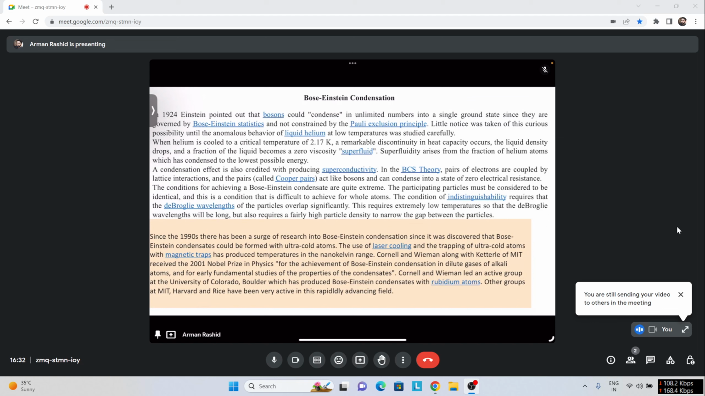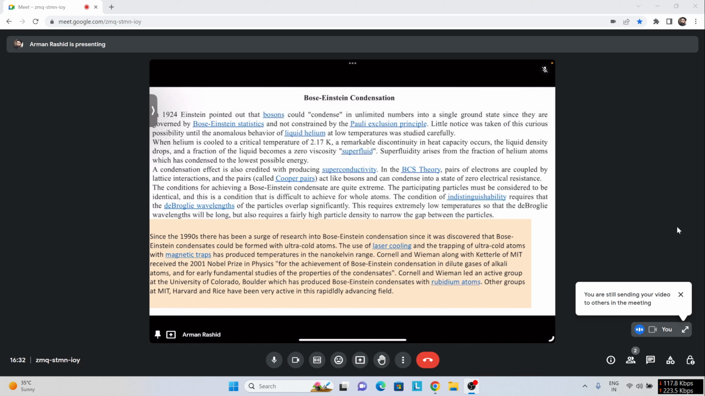Now what is the Bose-Einstein condensate? It is something in which all the particles club together into the lowest energy state. As a result, their behavior changes. That's not possible in the case of fermions, because fermions are subjected to the Pauli exclusion principle.